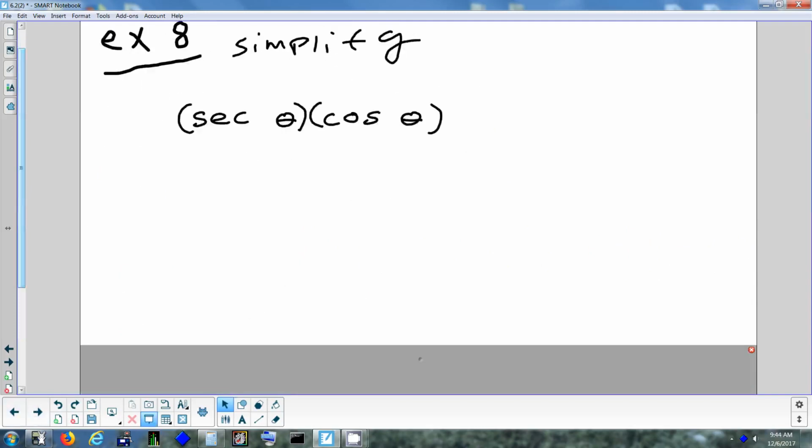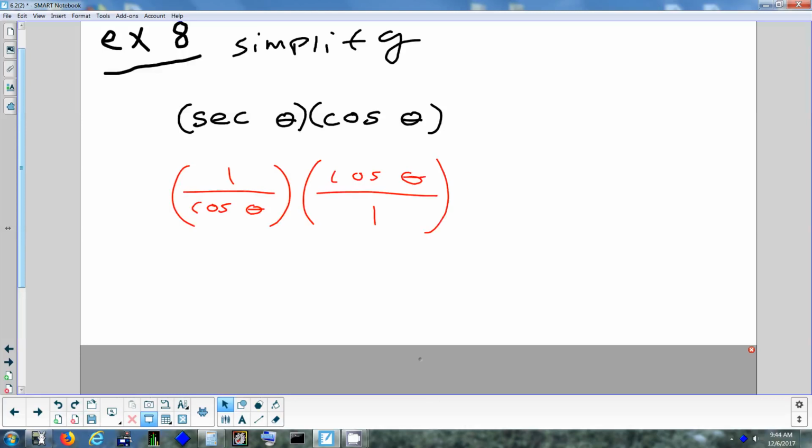Secant times cosecant. And we'll try the same trick. Change to sines and cosines. Anybody tell me how I can rewrite secant? Abby? 1 over cosine. And cosine, well, the only thing you could do with it if you want is make it a fraction. What do you get if you multiply those together? 1. Which, if you look at it right away, secant and cosecant are reciprocals of each other. Anytime you take something and multiply by its reciprocal, doesn't matter what it is, you always get 1. Question on that one?